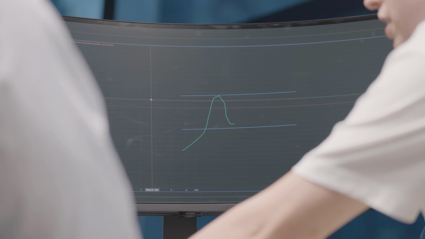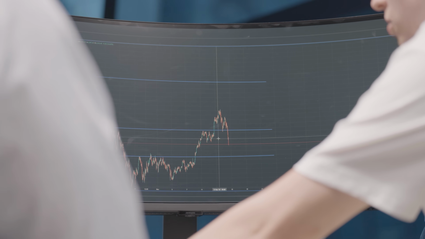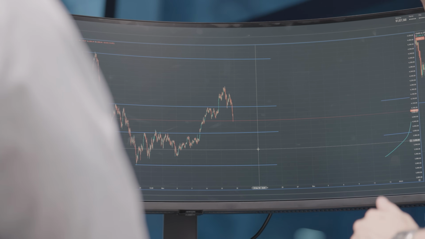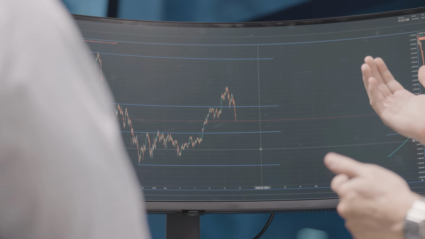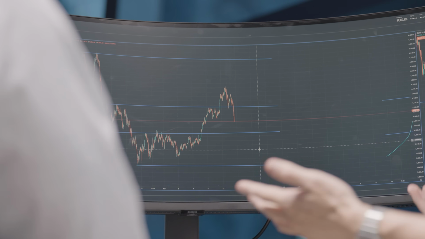So I want you to just think about it in terms of roads on the chart. Identify where there's a lot of traffic. Chances are we're not going to cross those roads. Where there's not much traffic, chances are we will cross those roads.